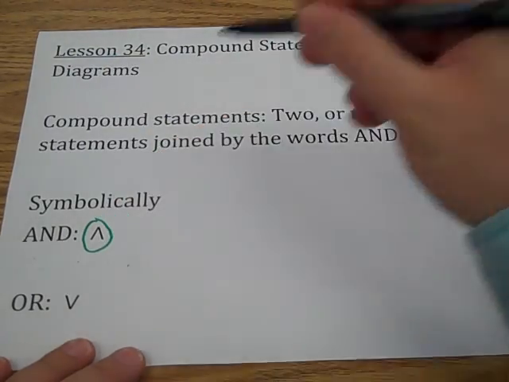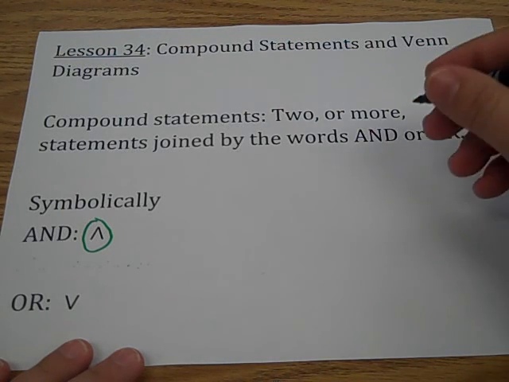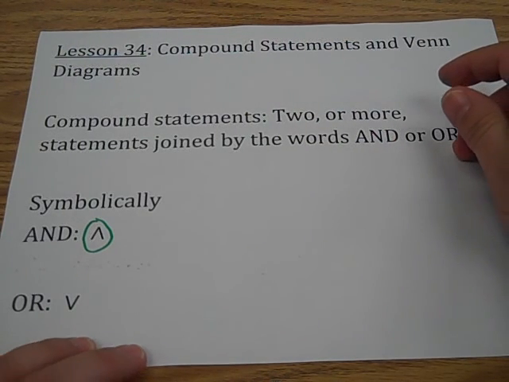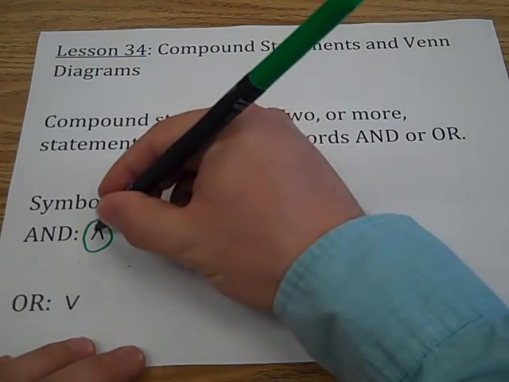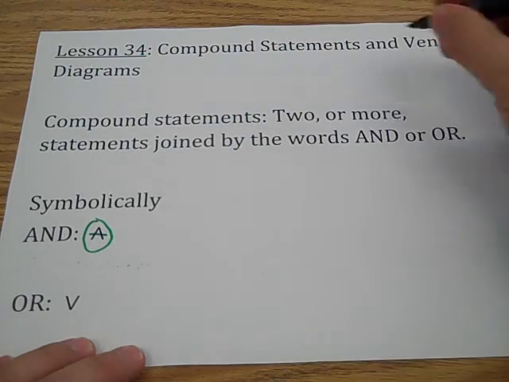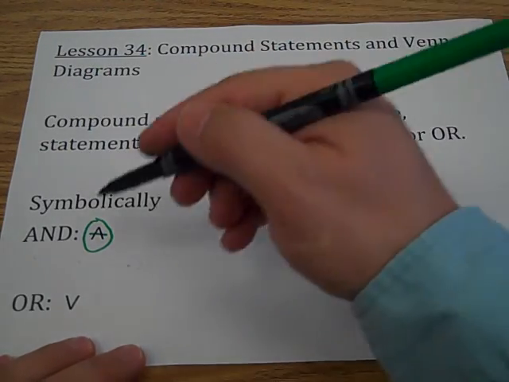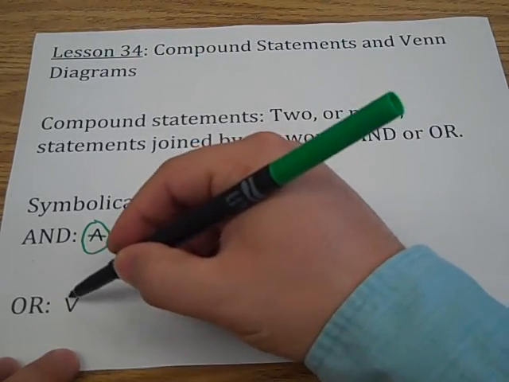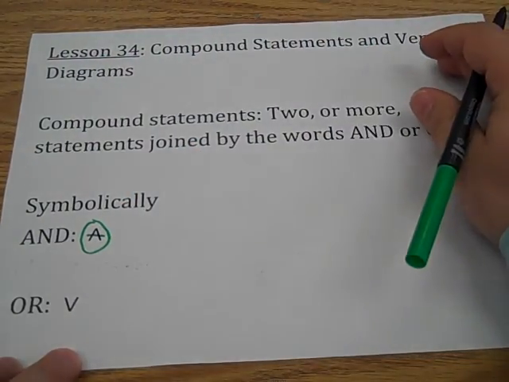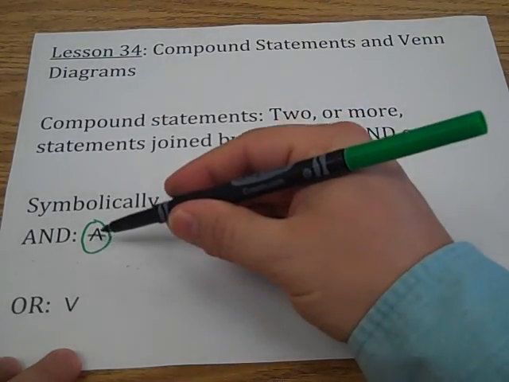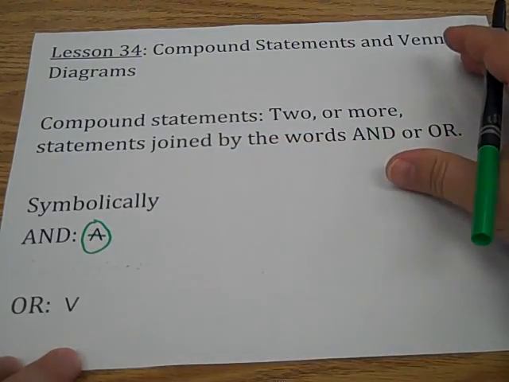This symbol that looks like an upside down V, or it looks like an A with no bar going across it, that represents and. So what's nice is that we can remember this is and by just making it an A. It's a little trick actually a student showed me. The symbol for or is pretty much a V. So the A with no bar represents and, the V represents or.